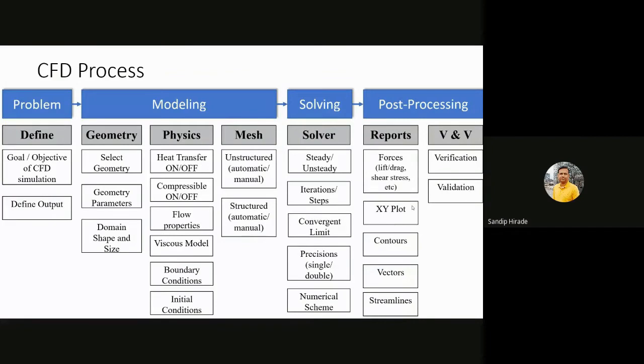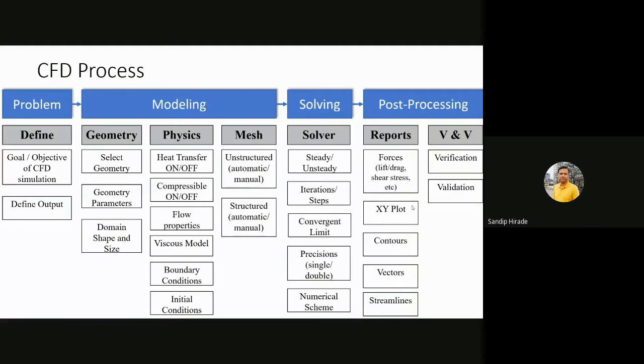Once you are done with modeling, you have to solve. In the solver, you have to define your problem, whether it is a steady problem or an unsteady problem. Define the iterations per step, convergence limit, the precisions, and the main thing is you have to choose the correct numerical schemes. Some schemes are applicable for some types of problem, so it is very important that you choose the proper numerical scheme, the proper turbulence model, and the proper settings of the solver. Then you will get your solution very fast, and your solution will converge. If you have anything wrong, your solution will not converge, and you will get errors, and the solver will come out without giving you the solution.